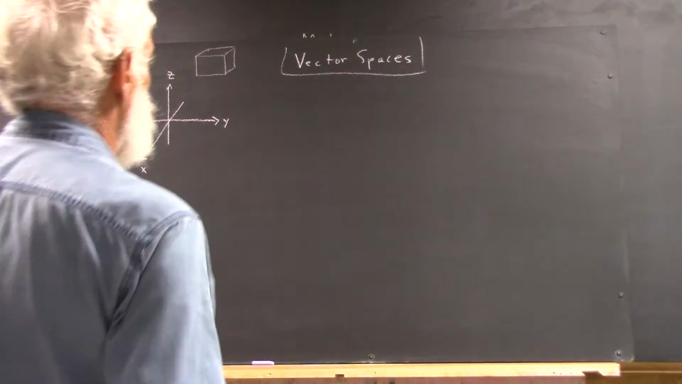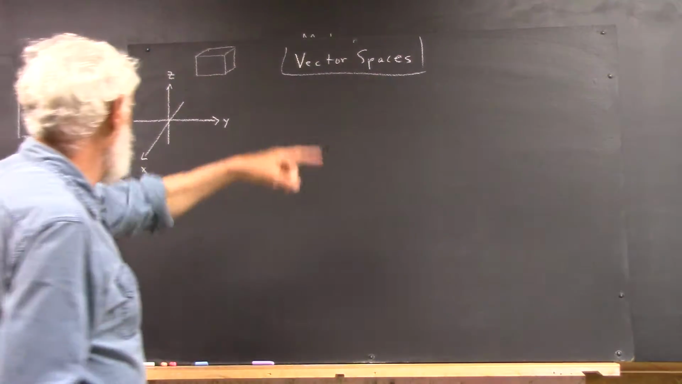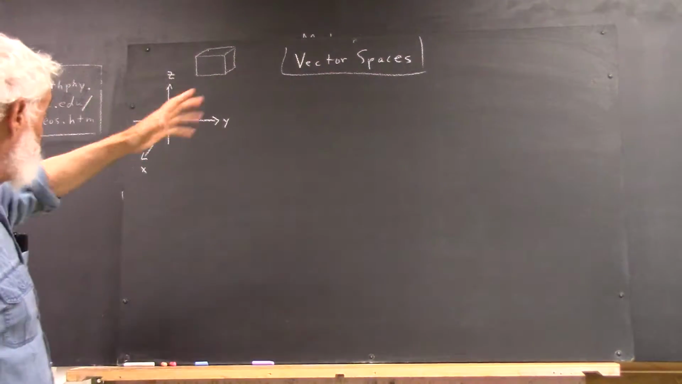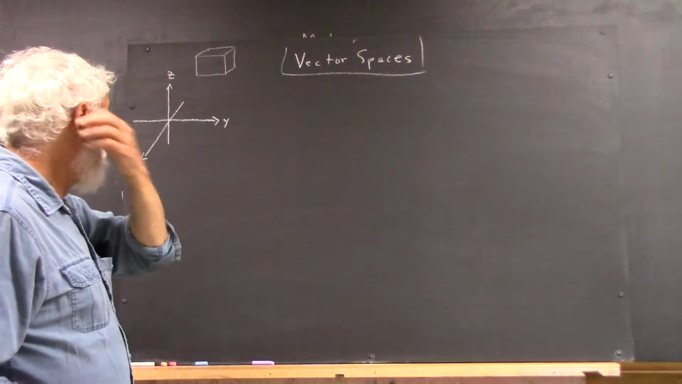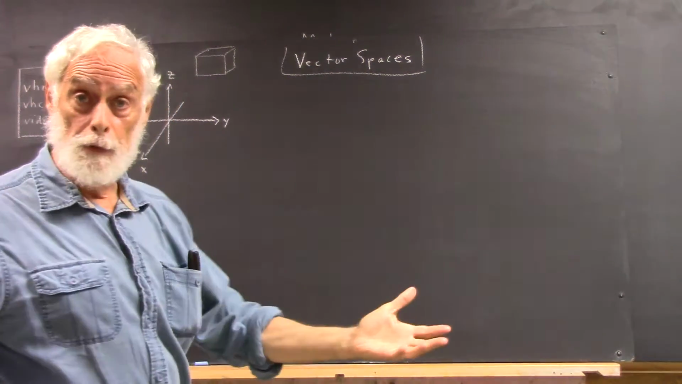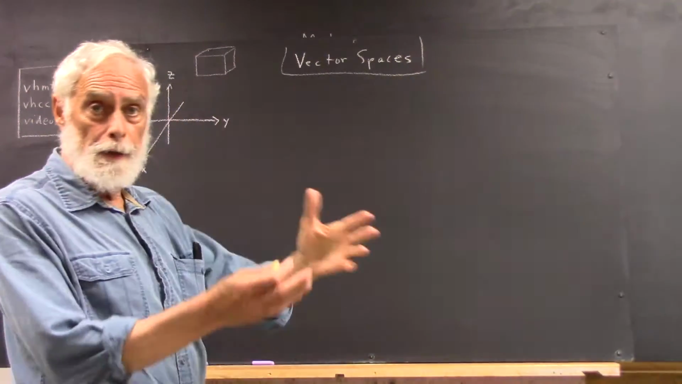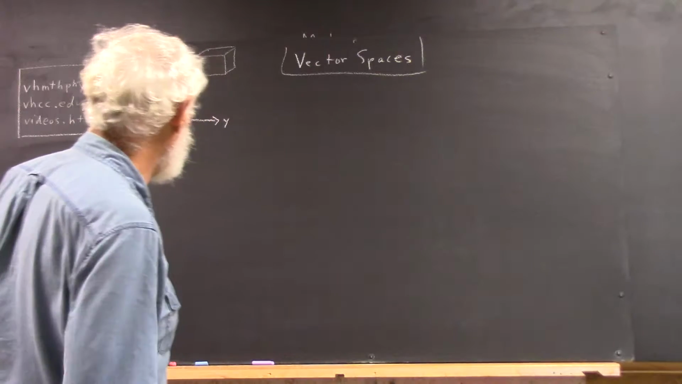Okay. Last topic we want to talk about in this brief introduction is vector spaces. Now, I want to start out by talking a little bit about 3 dimensions and how we would represent vectors in 3 dimensions. It's really quite simple. We just add a 3rd component, as you'll see in a minute.